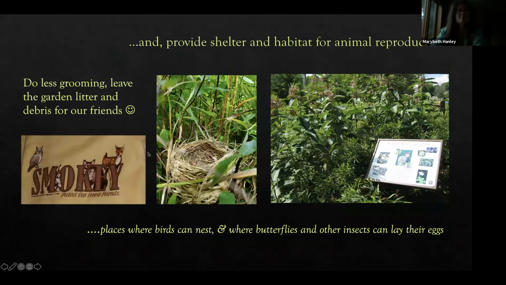And then one of the things that people suggest, in addition to planting native species to attract animals and pollinators and other wildlife, is to do less grooming, to leave the garden litter over the winter, not to cut everything down, because not just birds, but butterflies and other insects like to lay their eggs and overwinter. This is milkweed. And so I just throw that out there.